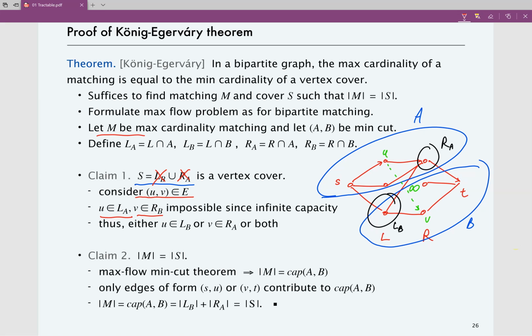And so therefore, either U is going to be in LB or V is going to be in RA or both, right? And so in all cases, this edge UV is being covered. Okay? All right, so this shows that for any edge, if we take this LB union RA, it's going to cover all edges. Let me erase this stuff now because we know that this cannot happen.